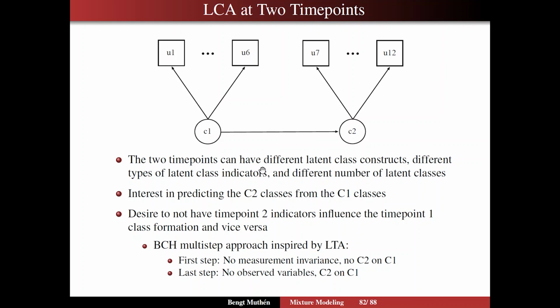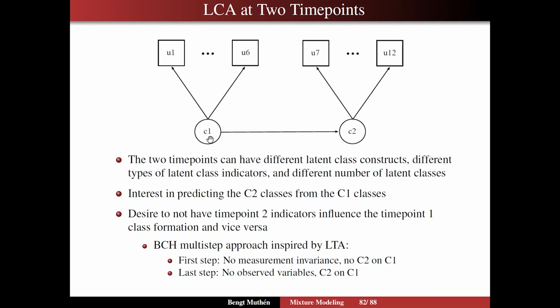But the 2 time points can have different latent class constructs, dealing with totally different things, and different types of latent class indicators, and different numbers of them too, although they're the same in the picture, and we can have different numbers of latent classes at the 2 time points. In this case, since it's different types of variables and different latent class constructs, it does not make sense to include a random intercept at the top. So RI LTA wouldn't be relevant for this situation. The latent trait addition would not be relevant.